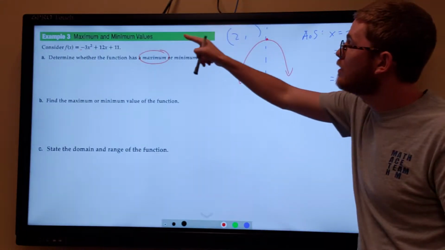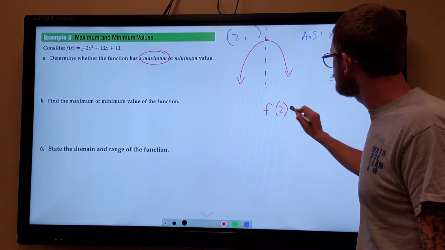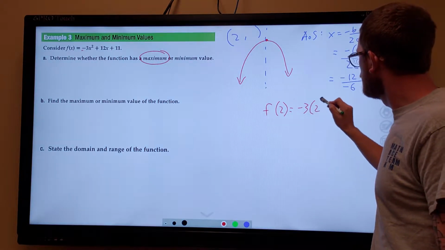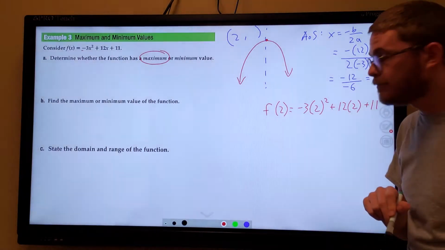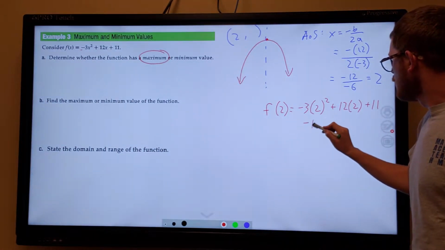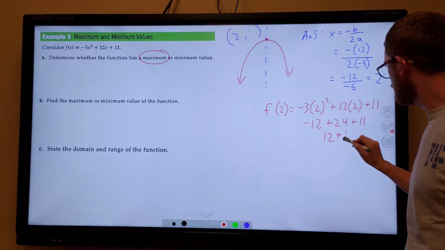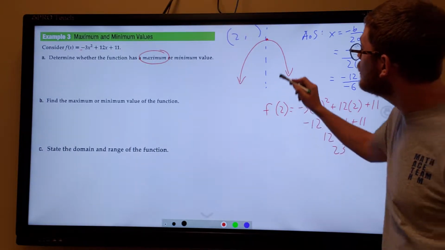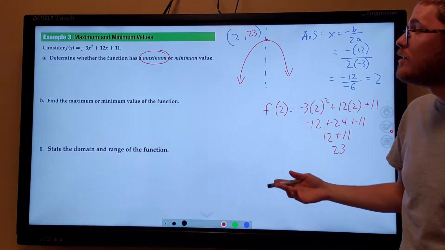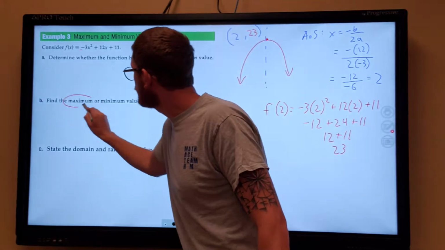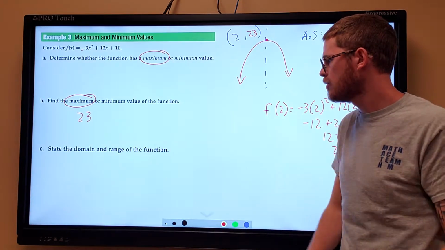So we're going to plug that in for x. We're going to find the y value. f of 2 is -3 times 2 squared plus 12 times 2 plus 11. -12 plus 24 plus 11. 12 plus 11 gives us 23. Okay. So first, it is a maximum value. It's 23. We're asking for the value. They want the y coordinate.